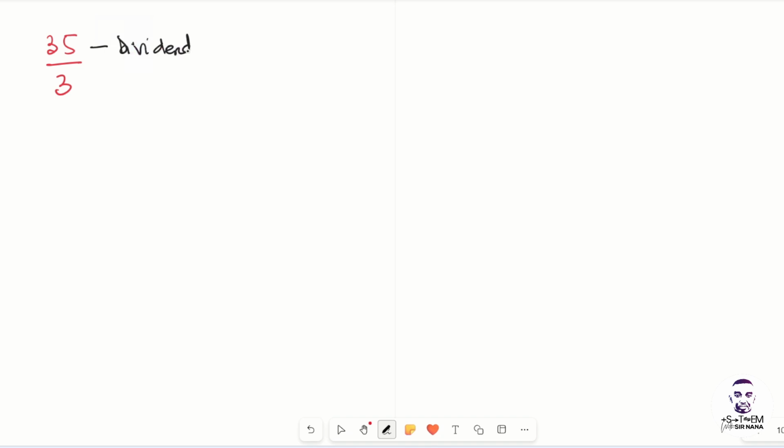So basically, when we are dividing numbers, there is something interesting that we did when we were in basic school, right? So for instance, when we are dividing a number like 35 all over 3, we know that the 35 here represents our dividend, right? And then the 3 here is our divisor.